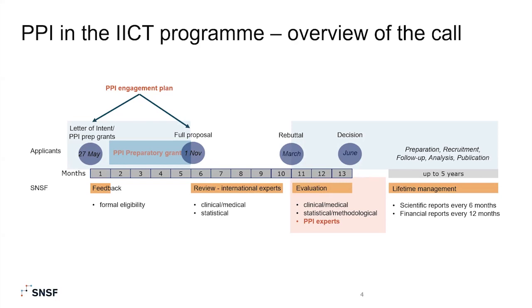This panel consists of different experts from medical specialties, but also statistical and, as already said, PPI experts. The decision will usually be communicated at the end of June, and after this you will start your grant with the preparation and recruitment phase, the follow-up of the results, analysis and publication. Concerning lifetime management of the grants, you will have to submit a scientific report every 6 months. This will be monitored quite closely by us, and financial reports are due every 12 months.